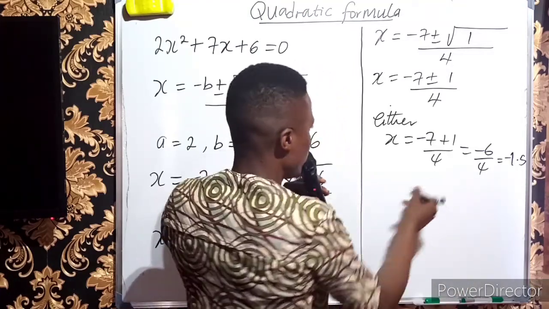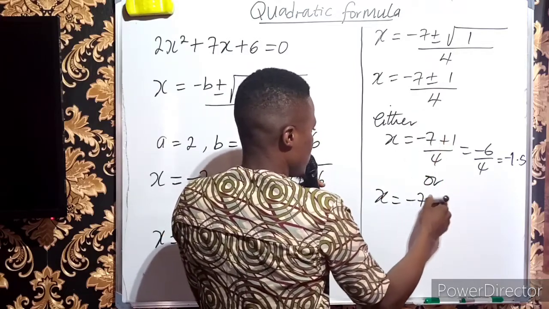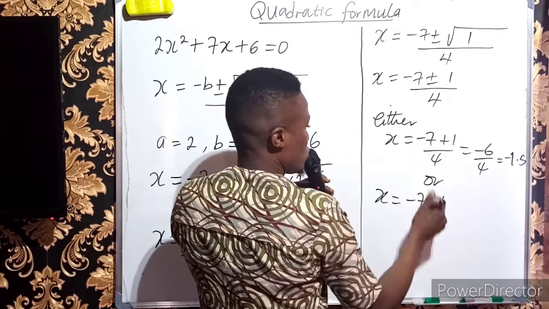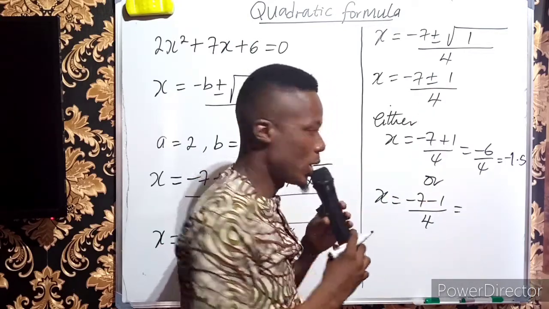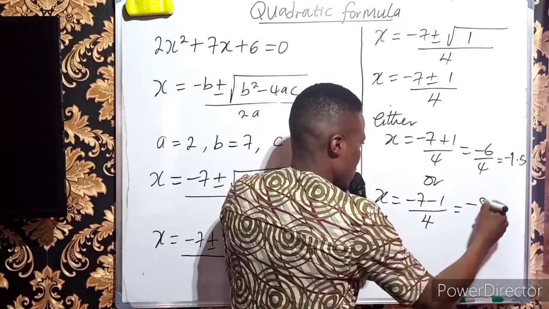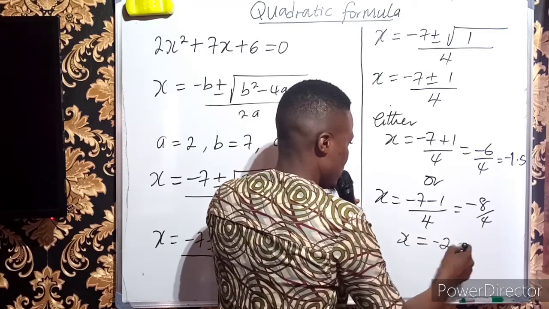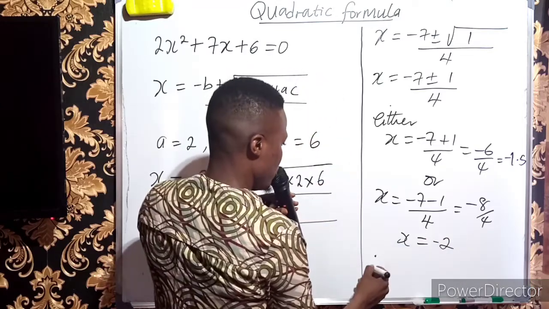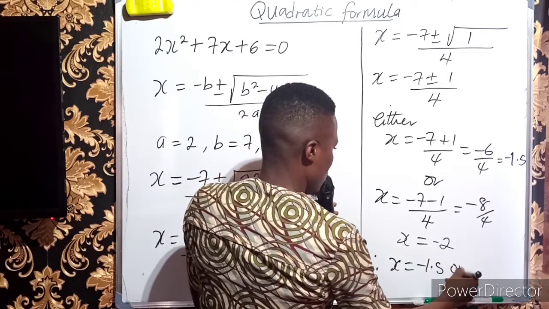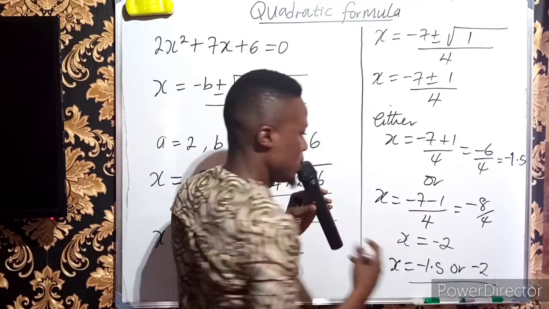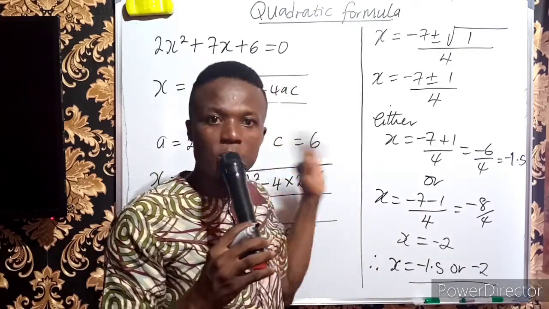Then or we take minus: x equals minus 7 minus 1, I'm taking minus now, all over 4. And minus 7 minus 1 gives us minus 8 all over 4. If I divide minus 8 by 4, I will have minus 2. So therefore, x is equal to minus 1.5 or minus 2. These are the values that will satisfy the given quadratic equation.